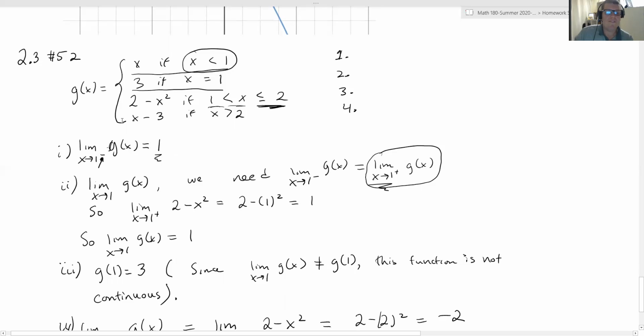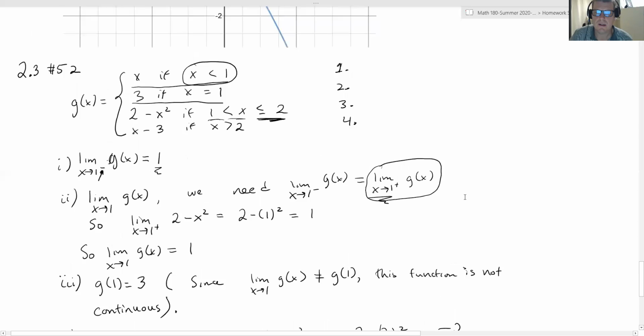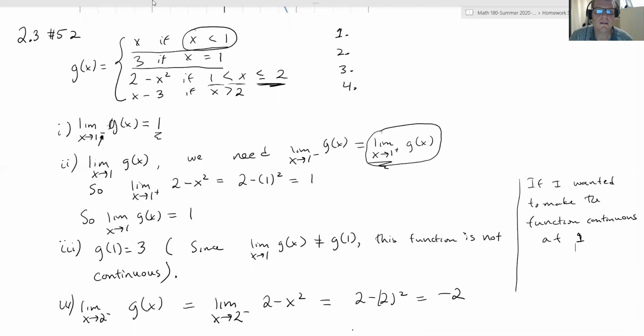Now, if I wanted to actually make this graph continuous, what could I do? If I wanted to make the function continuous at 1, what could I do? Any ideas? There we go, somebody in the chat.